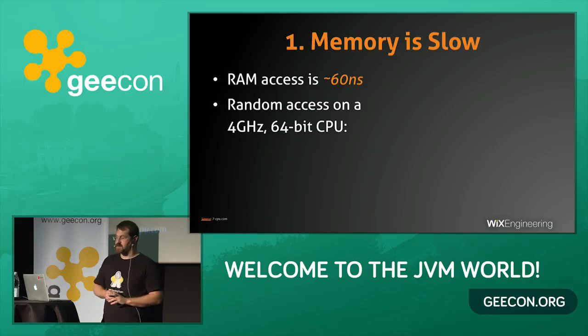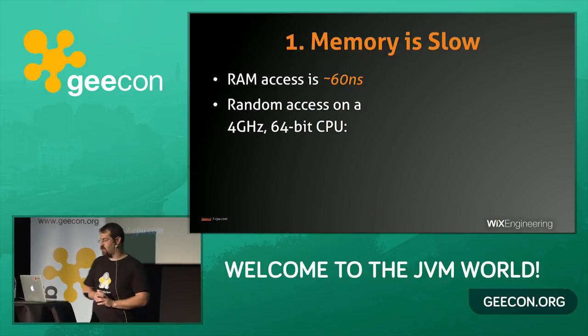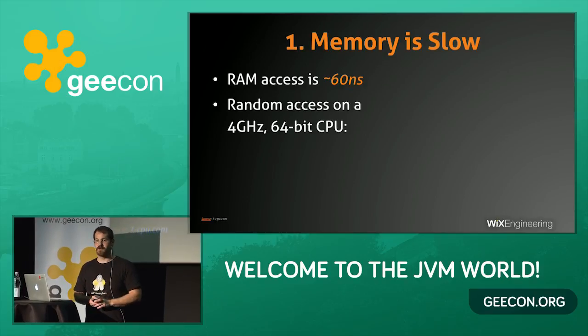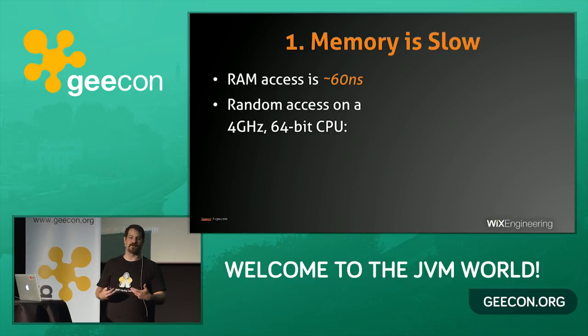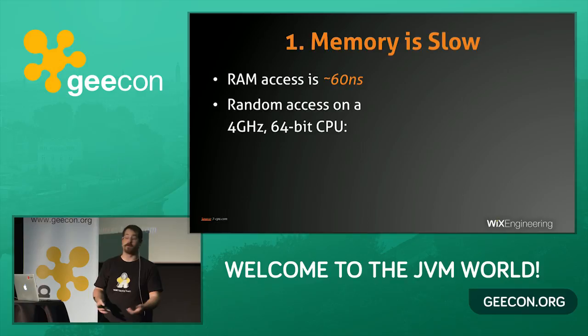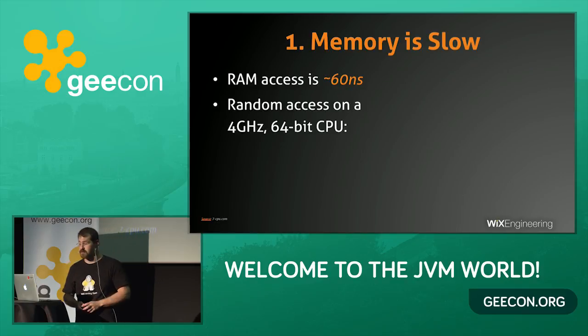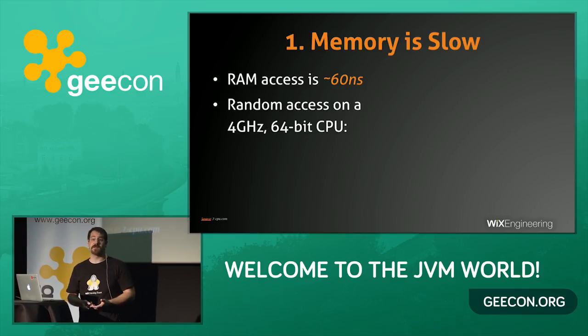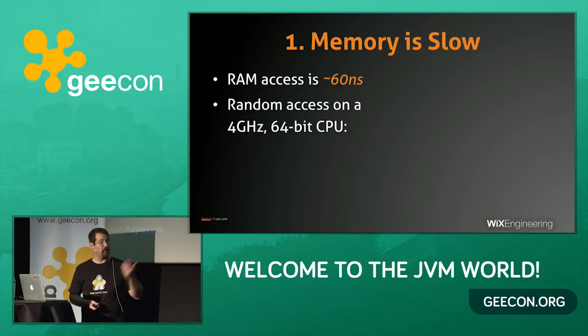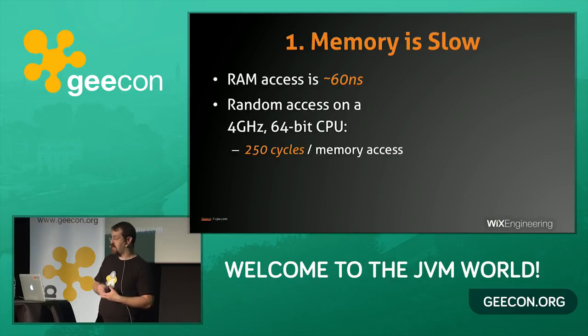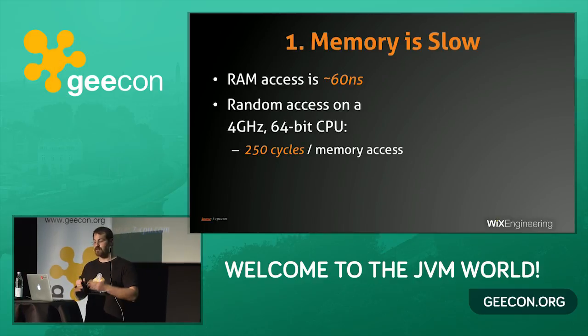So what this means, and these are actual numbers for a modern Skylake-based CPU, so it's not the latest Intel CPU, but it's modern enough. It's the sort of CPU that you're liable to run into in your data centers, your cloud providers, etc. It's a 64-bit CPU. It runs at, in this example, 4 gigahertz. So what you actually get is 60 nanoseconds translating to 250 CPU cycles.